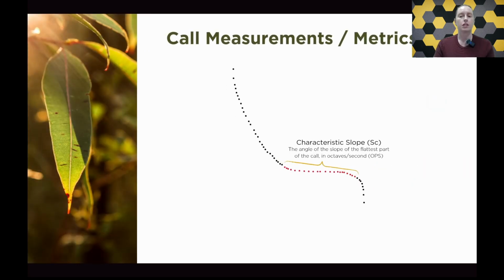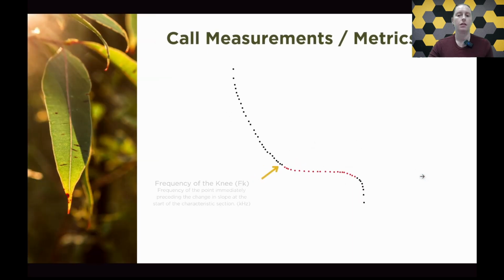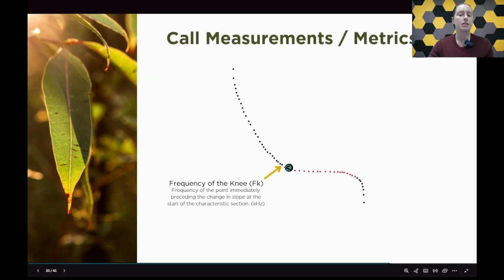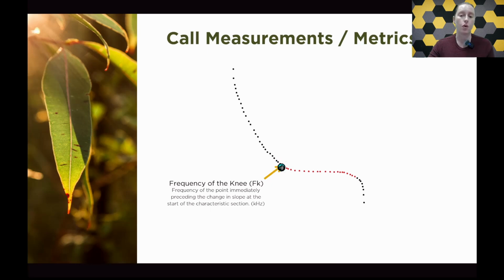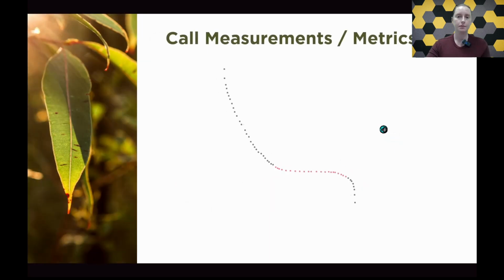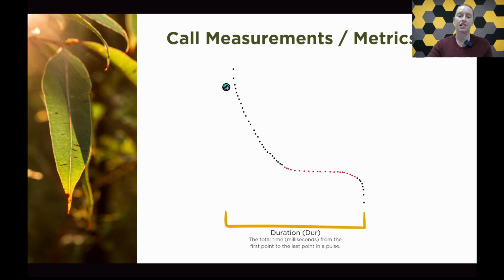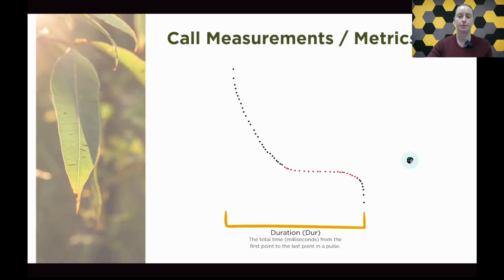Then we've got the characteristic slope, which is the angle of the flattest portion. So it might be a very flat slope or a very steep slope, depending on the species or the call type. And that's measured in octaves per second. Frequency of the knee. This is the frequency immediately before the characteristic section, and this can be really helpful in diagnosing some species. Duration, that's exactly what it sounds like. How long is the call over time in milliseconds?